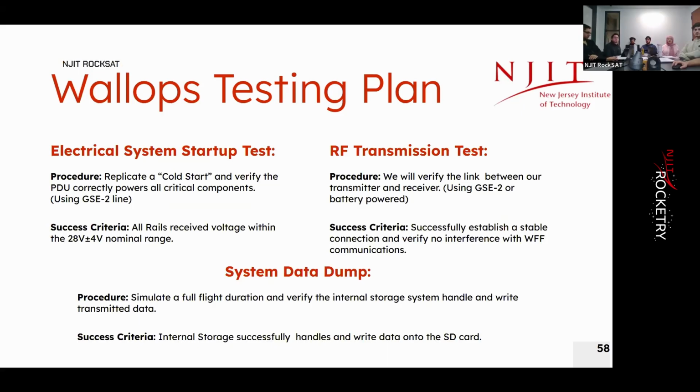For the electrical startup system test, we want to do a cold start to verify the PDU powers all critical components correctly using the GSE line. Success criteria would be that all rails receive proper voltage within the 28 volts plus or minus 4 volts nominal range. As for the RF transmission test, we want to verify the link between both Overwatch and Scout using the GSE line and/or battery power. The success criteria would be both Overwatch and Scout having a successful, stable connection without interfering with Wallops communication.